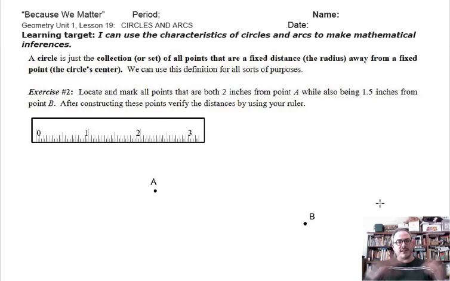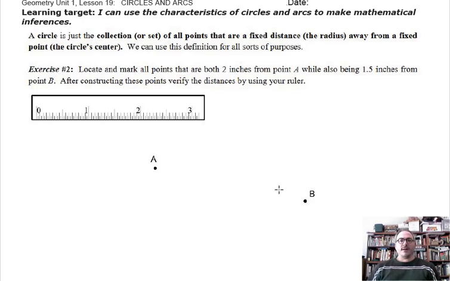So a circle is just a collection, or set, of all the points that are a fixed distance, a radius, away from a fixed point in the center of the circle. We use this definition for all sorts of purposes. So again, I'm going to use my electronic ruler here. Your ruler at home may vary. I'm going to use my electronic ruler to measure this.